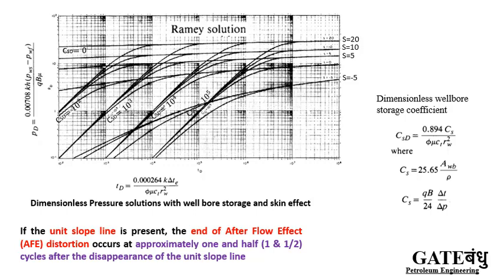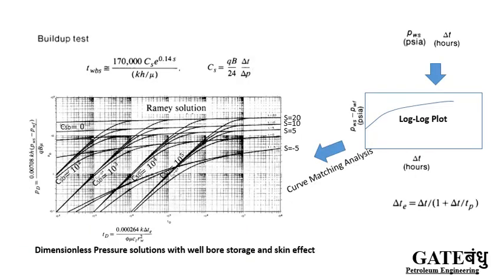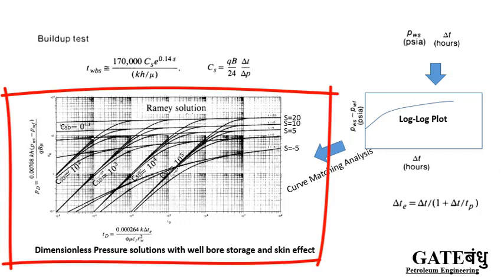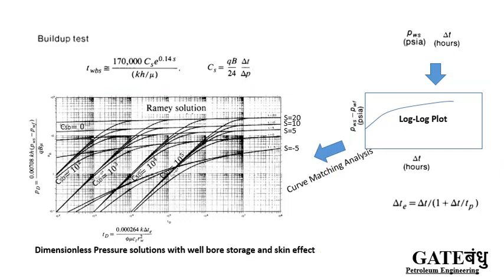So what we do is plot our actual transient well test data on a log-log plot between delta P versus delta T, and we superimpose our actual data from the field test over this standard Ramey solution, and we try to match with the perfect curve. The selection of the curve where our actual plot matches will give us the CSD value and the skin value. Let us see how we do this.